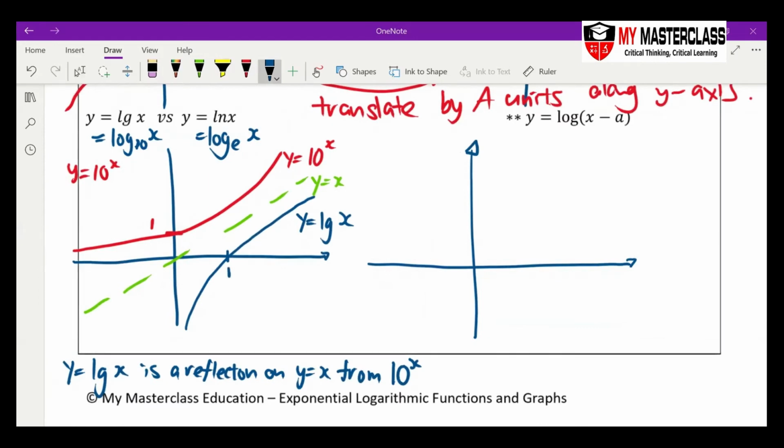let's say the blue one is e to the power of x, y equals to e to the power of x. And then the red one is y equals to 10 to the power of x. Which one will be steeper? So it goes like this.